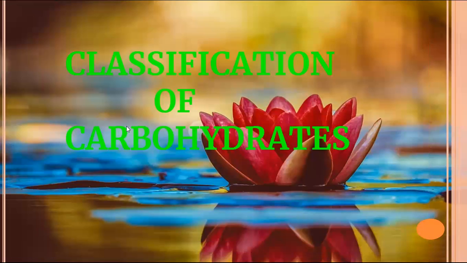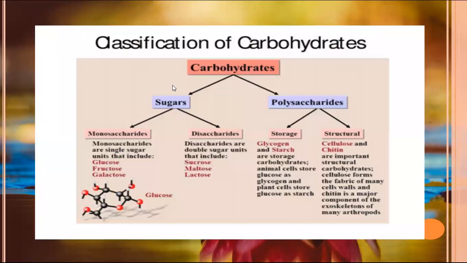Now, classification of carbohydrates. Classification of carbohydrates is based on the presence of sugar molecules and the structural forms. They are divided into basically two: one is sugars and the other is polysaccharides. Sugars are sweet in taste.